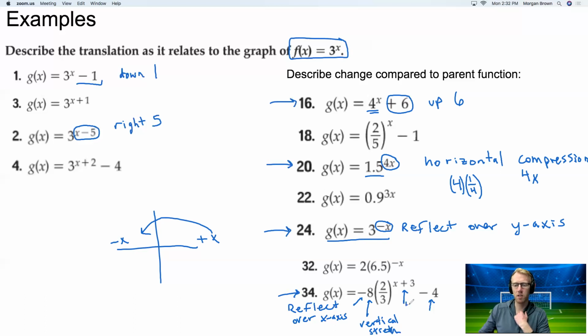This +3 is going to be left 3. It's left and right because it's attached to the x variable, which is the horizontal axis. And it's left because a -3 would cancel out the +3. And then finally, it's down 4. Because if you subtract 4 at the very, very end, everything gets shifted down 4.